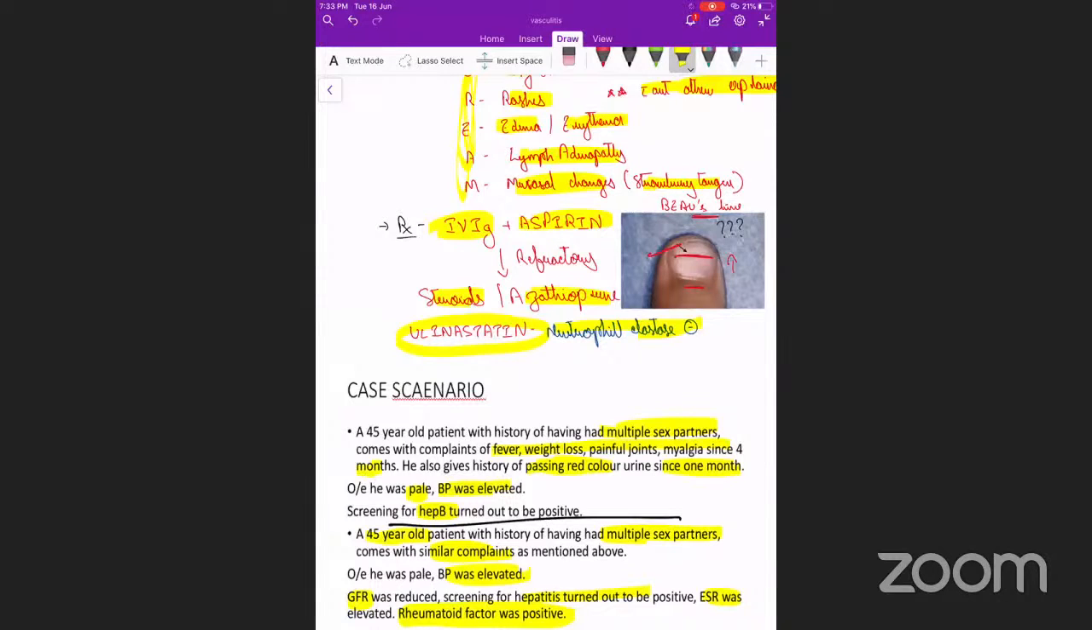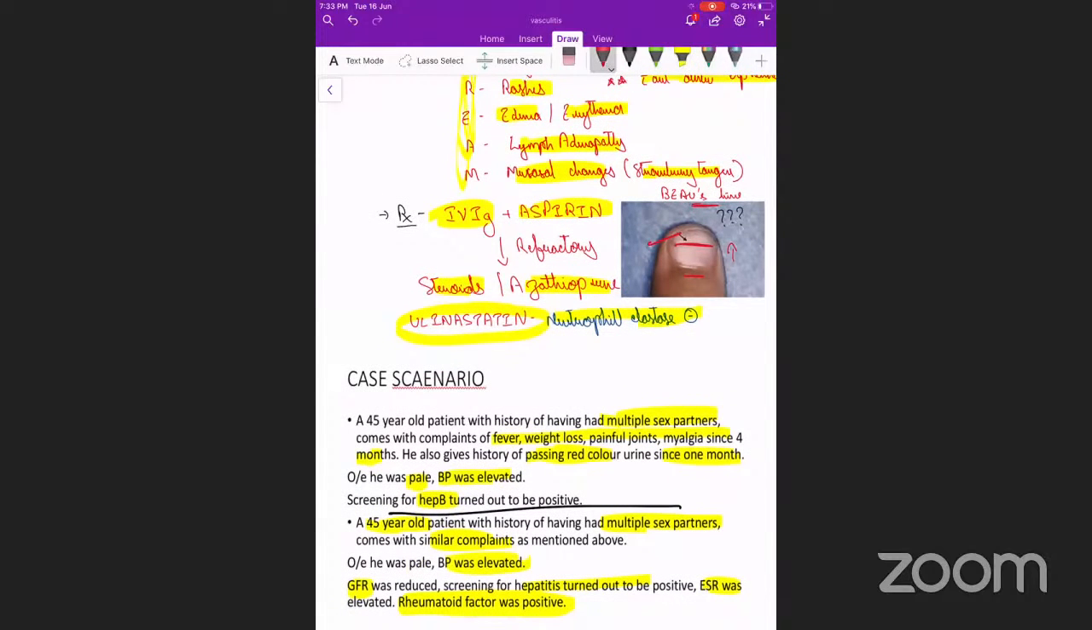Scleroderma. Yes, very good. This was a case of hepatitis C. Intentionally, I didn't mention, but rheumatoid factor was still positive. That will still go to essential mixed cryoglobulinemia.